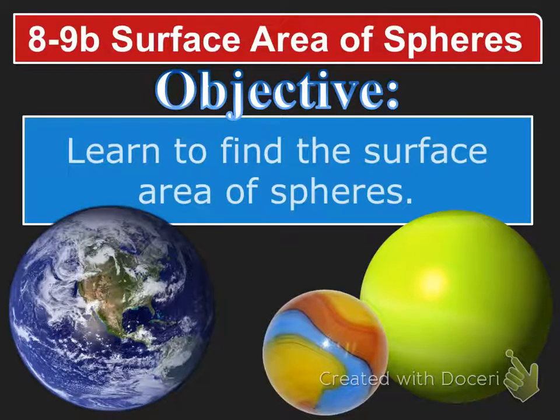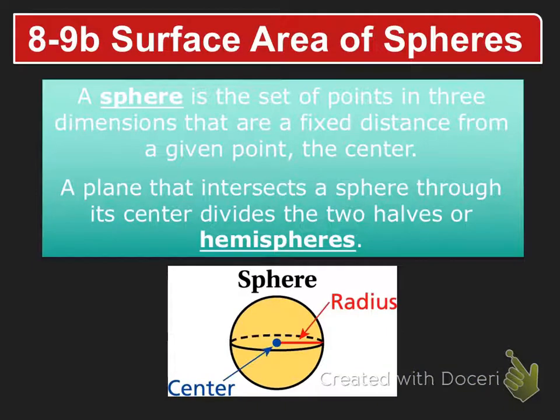This is lesson 8-9b, surface area of spheres. The objective, which you need to write in that box at the top of your paper, is to learn to find the surface area of spheres. Now, just like we learned the other day, a sphere is a set of points in 3 dimensions that are a fixed distance from a given point, the center. A plane that intersects the sphere through its center divides the two halves or hemispheres.